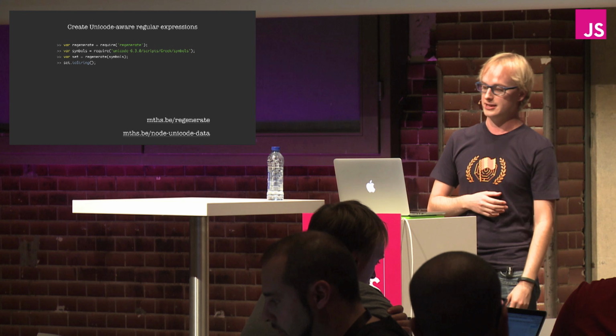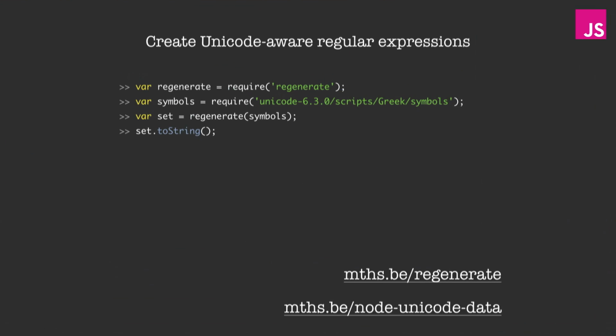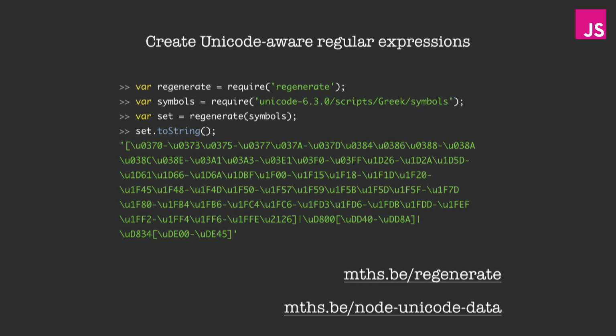Here's another example. Let's say you need a regular expression that matches all Greek symbols in the Unicode standard. There are NPM modules that contain the Unicode data for each category, script, and block or property. If you combine these with Regenerate, it's really easy to build complex Unicode-aware regular expressions. Here, I'm just requiring all the Greek symbols in Unicode 6.3.0 as an array, passing that array to Regenerate, and then turning that into a regular expression, which looks like this, apparently.